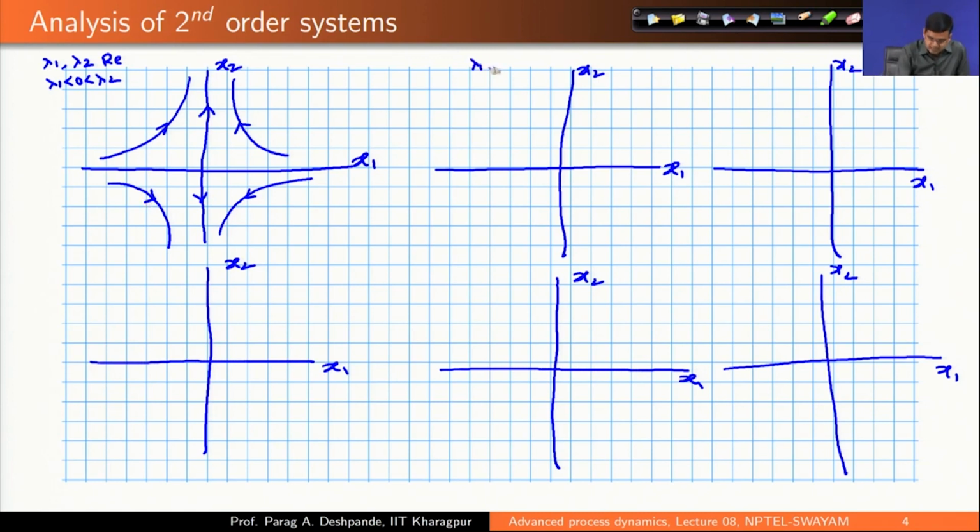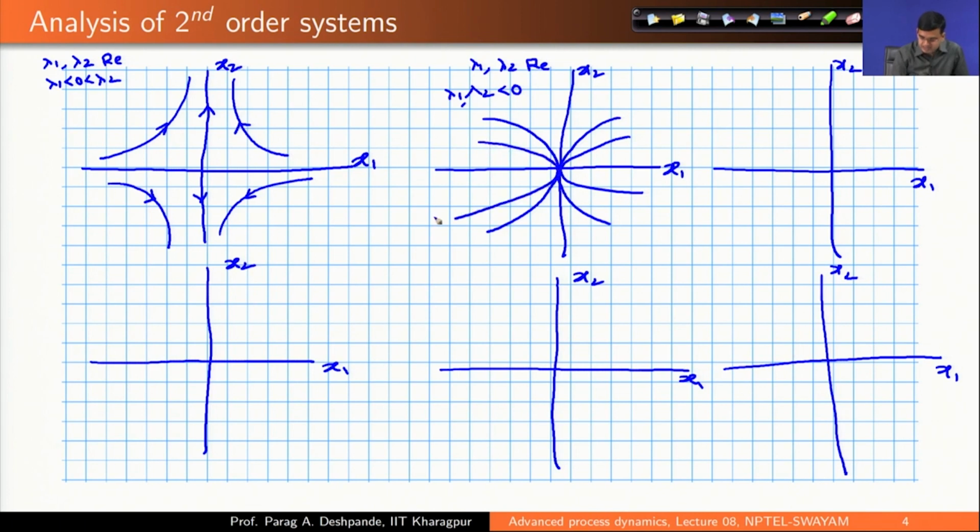Second case: lambda 1, lambda 2 are real and both less than 0. So, depending upon whether lambda 1 is greater than 0 or lambda 2 is greater than 0, you will get one or the other directions of these curves, but in either case you would have the lines which would look like this.